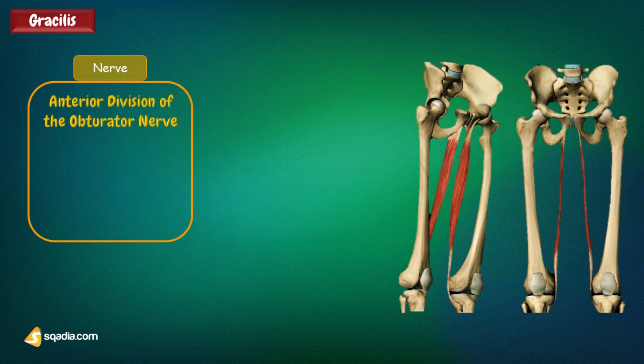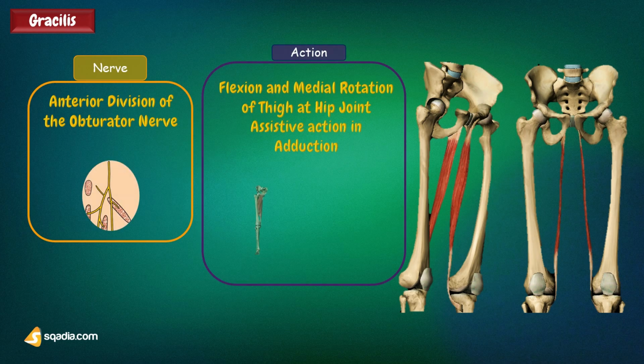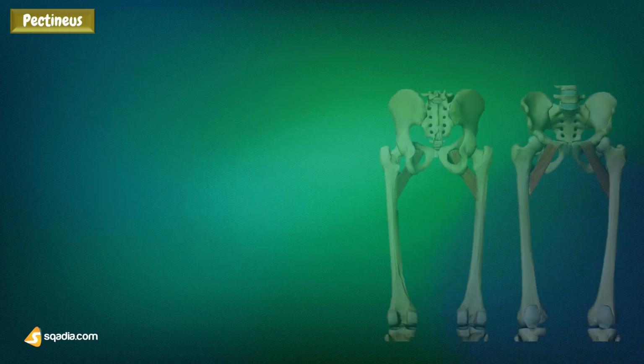It is also innervated by the obturator nerve. It is responsible for flexion and medial rotation of the thigh at the hip joint. It also assists in the adduction of the thigh. The last muscle of the medial compartment of the thigh is the pectineus muscle.